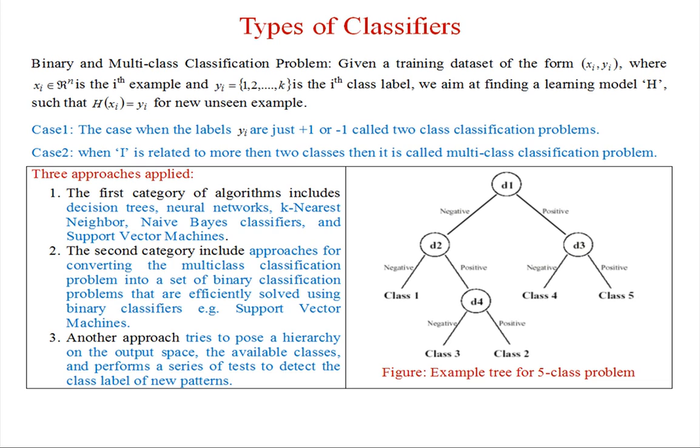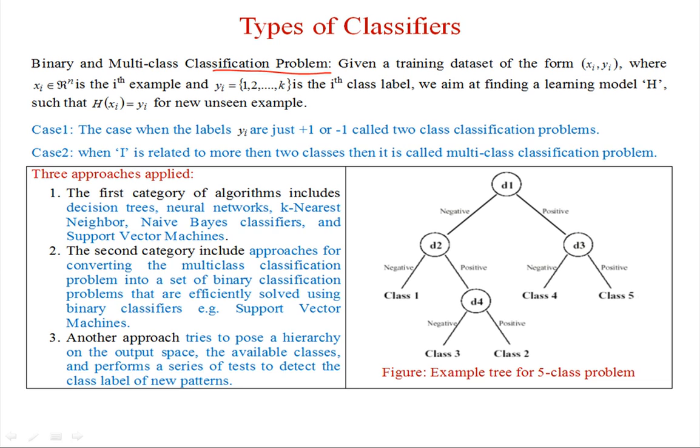Now, types of classifiers. Binary and multi-class classification problems. For a given training set of the form xi, yi, where xi belongs to the real space Rn and represents the ith example, similarly yi ranges from 1 to k and is the ith class label. We aim at finding the learning model H such that H(xi) is equal to yi for a new unseen example.